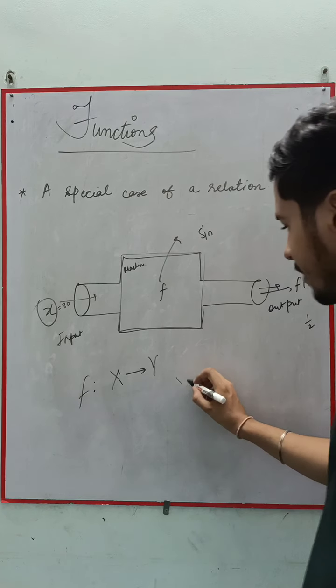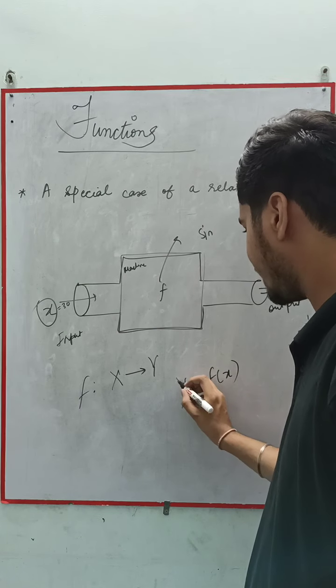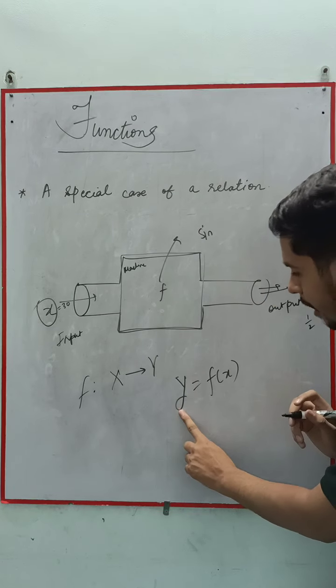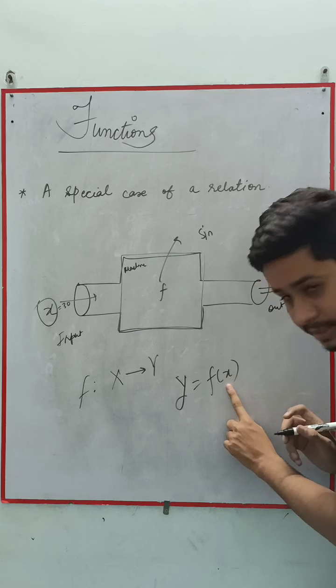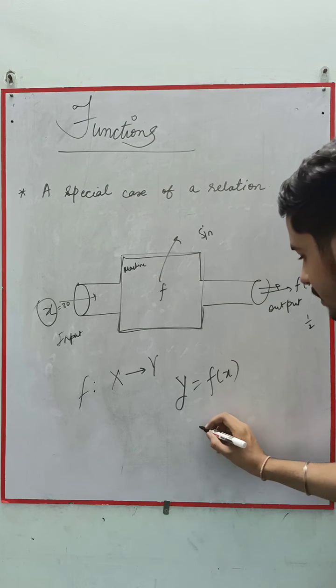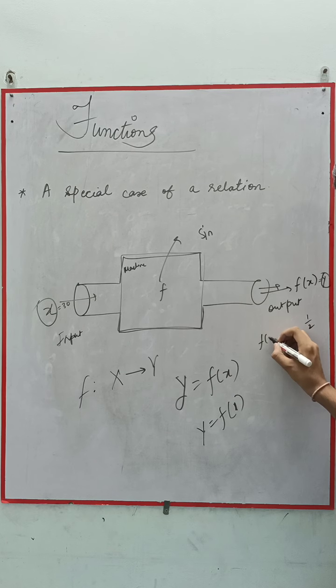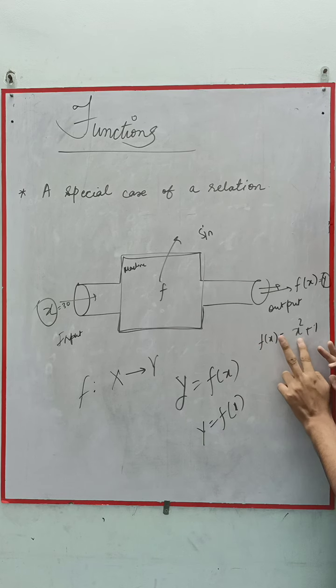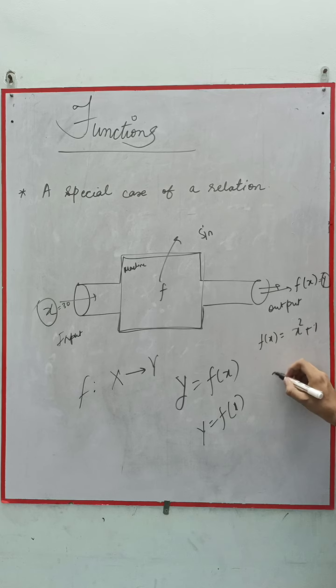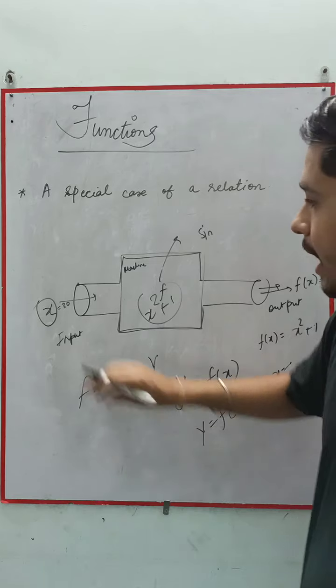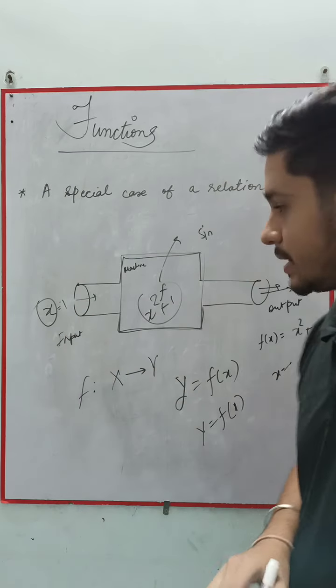All right, you would have seen this y equal to f of x. What does this denote? y is a function of x. So whatever value you give here, say for example I am giving f of 1, and f of x is, say, x square plus 1. So our function is x square plus 1. If I give x equal to 1, this mechanism is x square plus 1, and I am giving this value as 1.